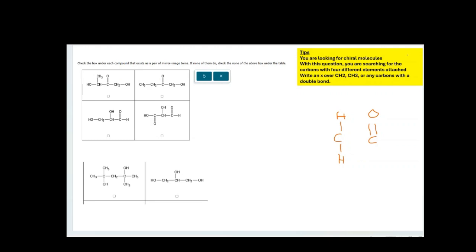So the tip for this question is we are looking for chiral molecules. With this question, we're searching for the carbon which is in line with chirality. We're searching for a carbon with four different elements attached to it.